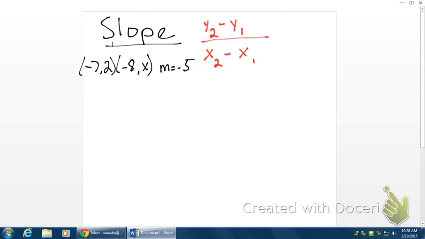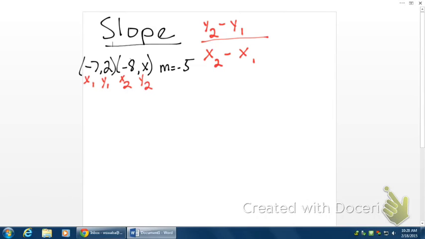Okay, so that's my first x that I see. That's my first y that I see. That's my second x that I see. That's my second y that I see. So go ahead and put these numbers in your formula.